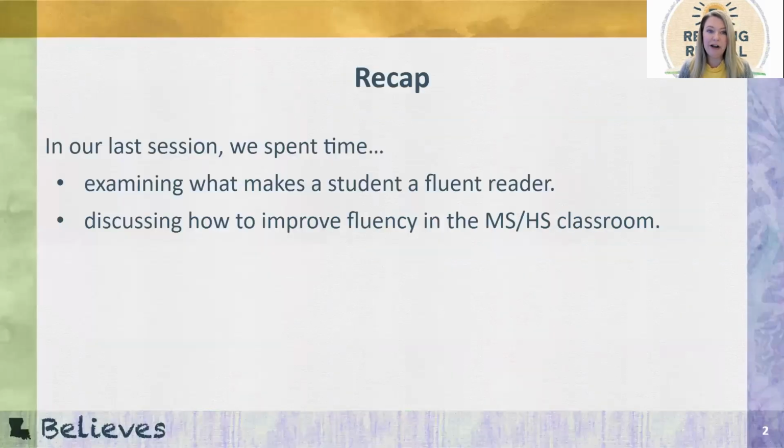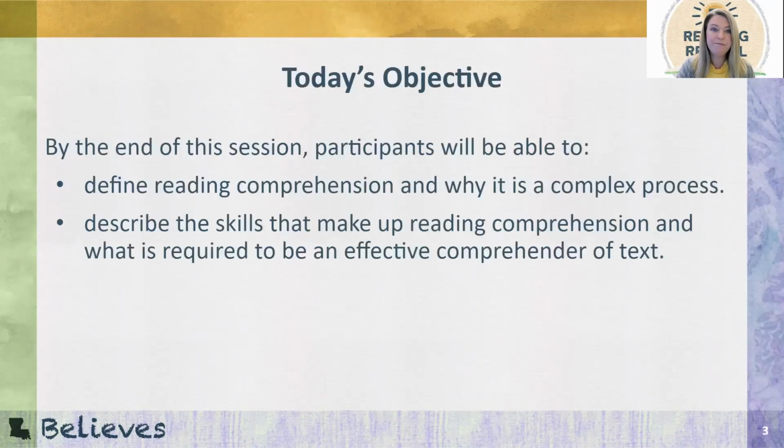So just to recap, in our last session, we spent time examining what makes a student a fluent reader. And we discussed how to improve fluency in the middle school and high school classroom. We talked about there being definitely opportunities for that to happen. Exposure to different texts, practicing those different texts, and giving constructive and frequent feedback to students as they read helps to build fluent readers.